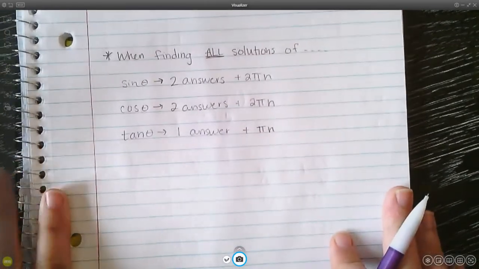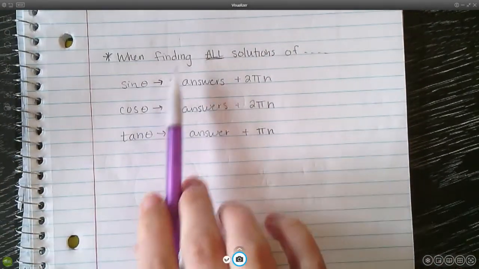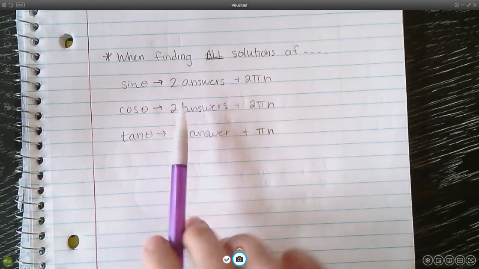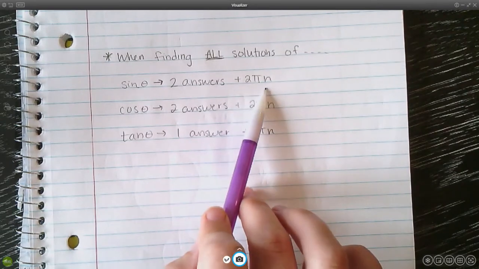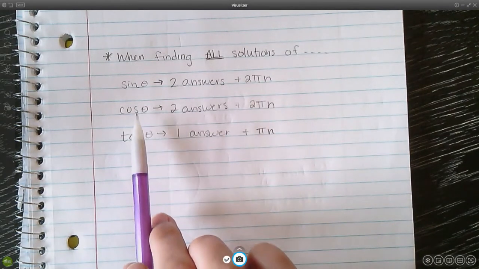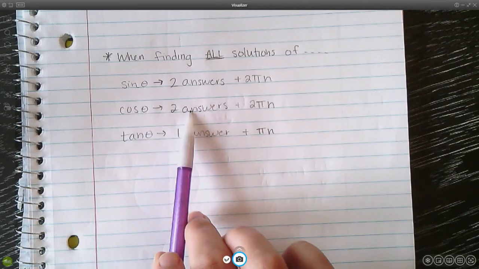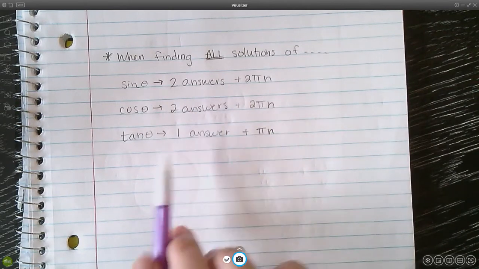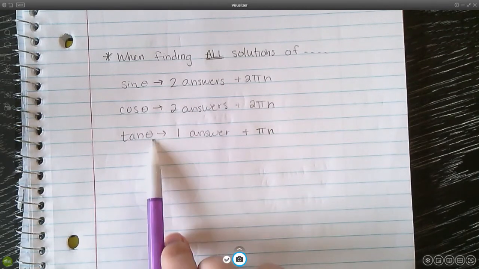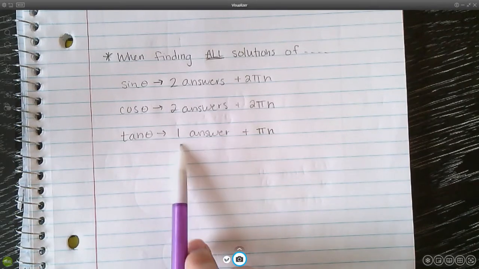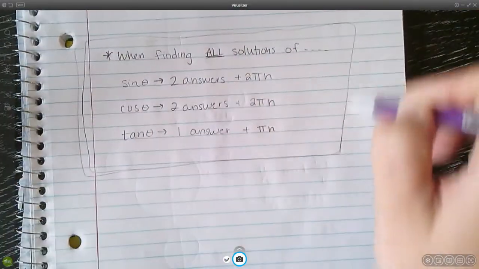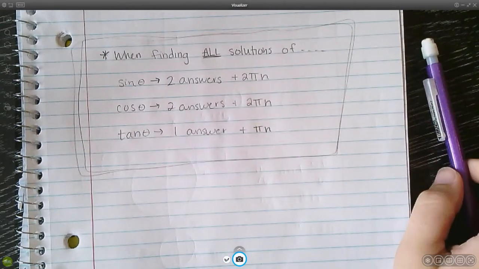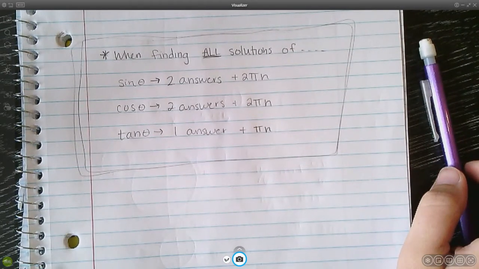Okay, so here's a little note for you. When finding all solutions of sine theta, you're going to have two answers plus 2 pi n. When you're finding all solutions of cosine theta, you're going to have two answers plus 2 pi n. When you're finding solutions for tangent theta, you're only going to have one answer plus pi n. So if you're going to write something down, this is the one to write down.